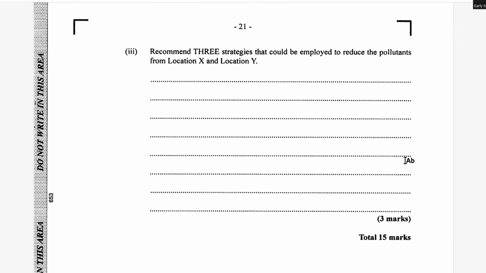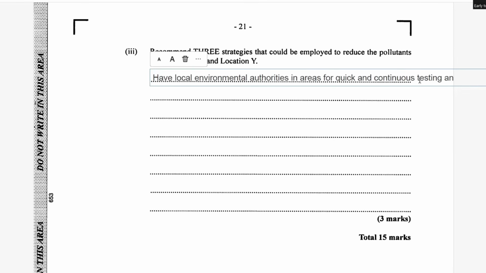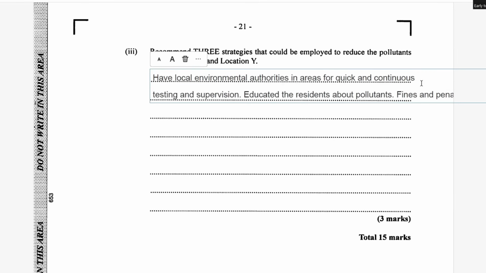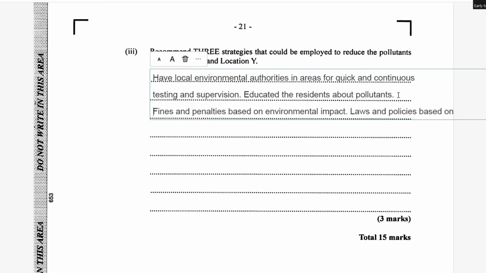All right, so the last 3 marks before this paper ends: recommend 3 strategies that could be employed to reduce the pollutants from X location and Y location. And you want to have local authorities for quick access to the area. So if you could have someone stationed there, you could have a sub-office, a grouping that could test. They could always be testing, always monitoring, it could be a continuous thing.